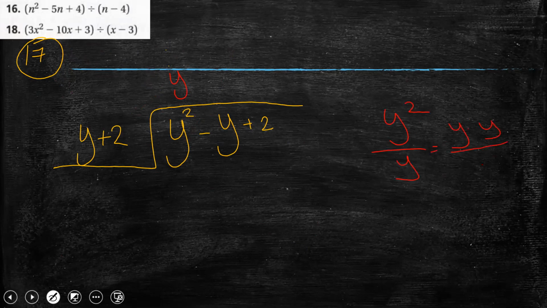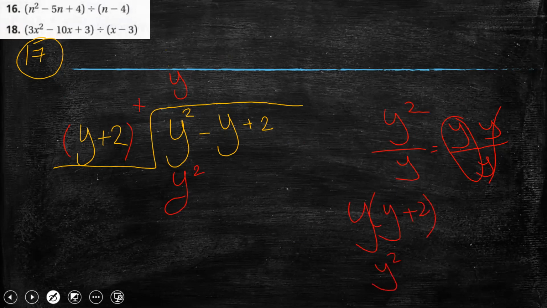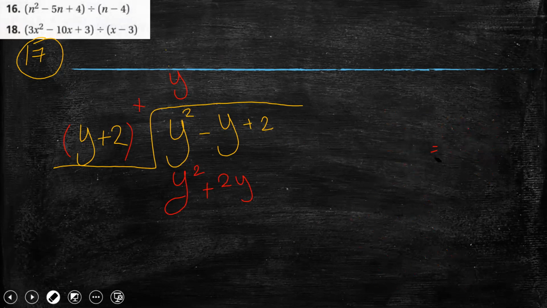Here we have y over y, so it's y. Then y times y plus 2. I want to multiply. So y times y is y squared, and y times 2 is 2y. So I get y squared plus 2y. Then we have the magical sign. Bravo. Now we have to change the signs. This is minus and this is minus 2. So what did we get now?